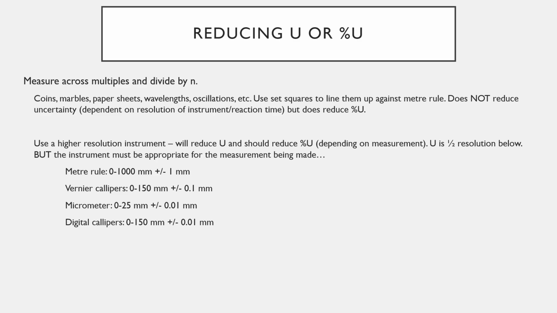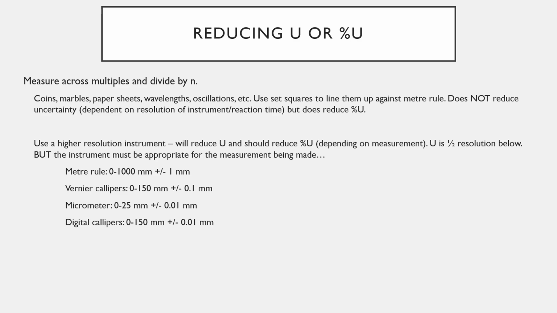So sometimes you have no choice in the resolution of the instrument. For example, a micrometer is a wonderful instrument and will measure between 0 and 25 millimeters with a resolution of 0.01 millimeters. So that means your uncertainty is 0.005 millimeters if you do a single measurement with that micrometer. The trouble is, if you're having to measure something that's longer than 25 millimeters, then you've got to go to the next one up, which is the vernier calipers traditionally.